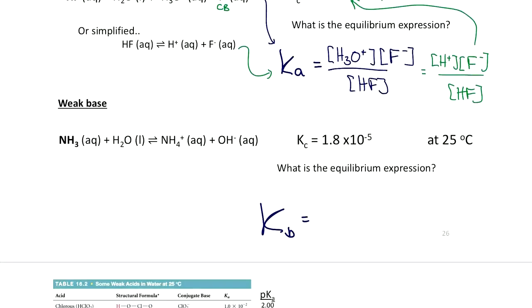Now let's do weak bases. For weak bases, things that behave as bases, when you put weak bases into water, you have to have a water molecule present, because bases are what kind of Bronsted-Lowry thing? They do what to protons? Accept protons. So I can't just write a weak base in the equilibrium. I need a water molecule there because it needs to take a proton from something. It's going to take it from water.